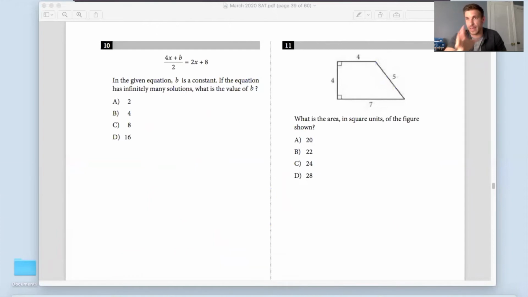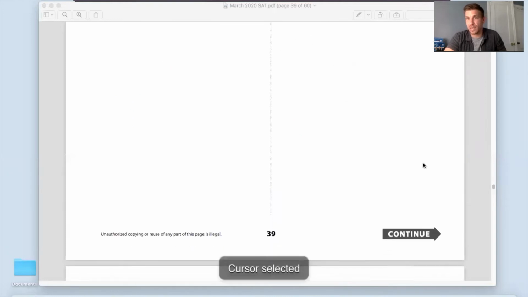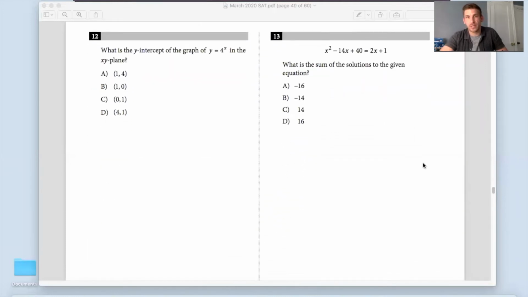The moment you draw that, it makes it a lot easier to see the problem. But that's exactly why they don't draw it for you. It's because they're seeing if you know what to look for in terms of the triangles.